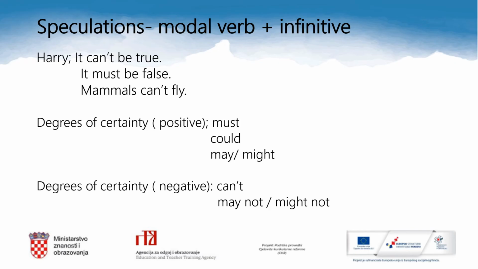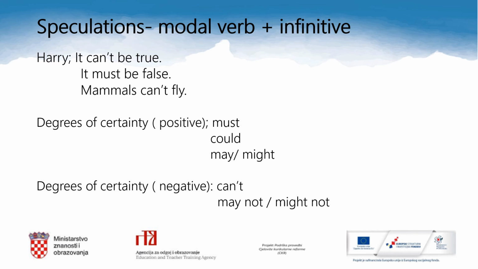In the quiz that we have just listened to, Leah and Harry were supposed to speculate if the statement was true or false. So when Harry, for example, was very much sure that it was not true, he said it can't be true. Or that it was false, he said it must be false. He was pretty much certain that mammals don't fly, so he said mammals can't fly, meaning it can't be true.